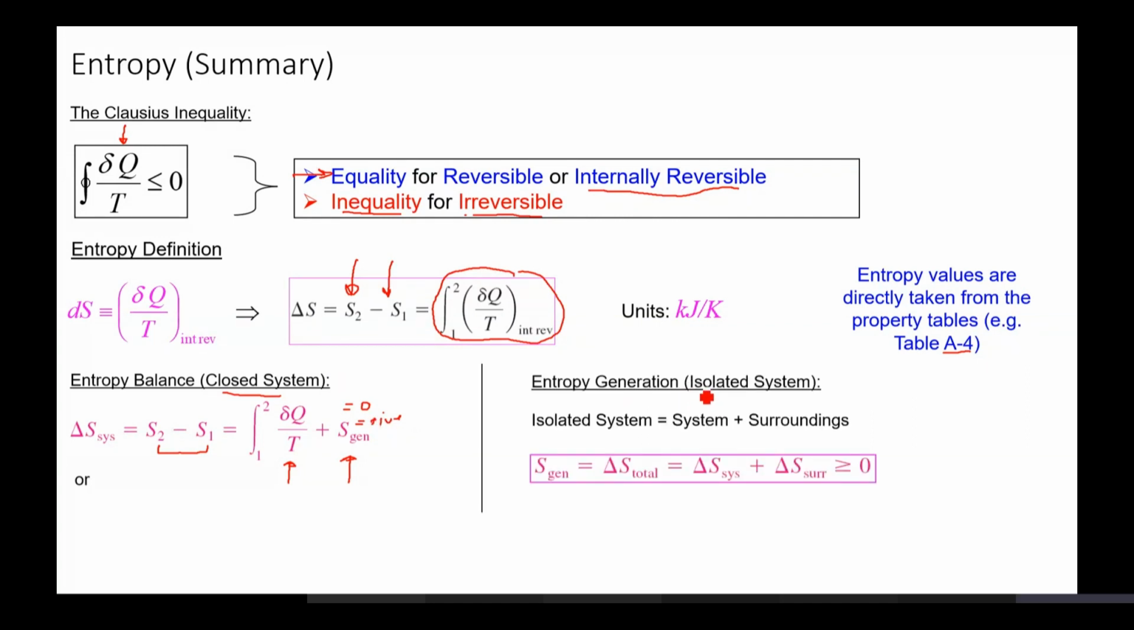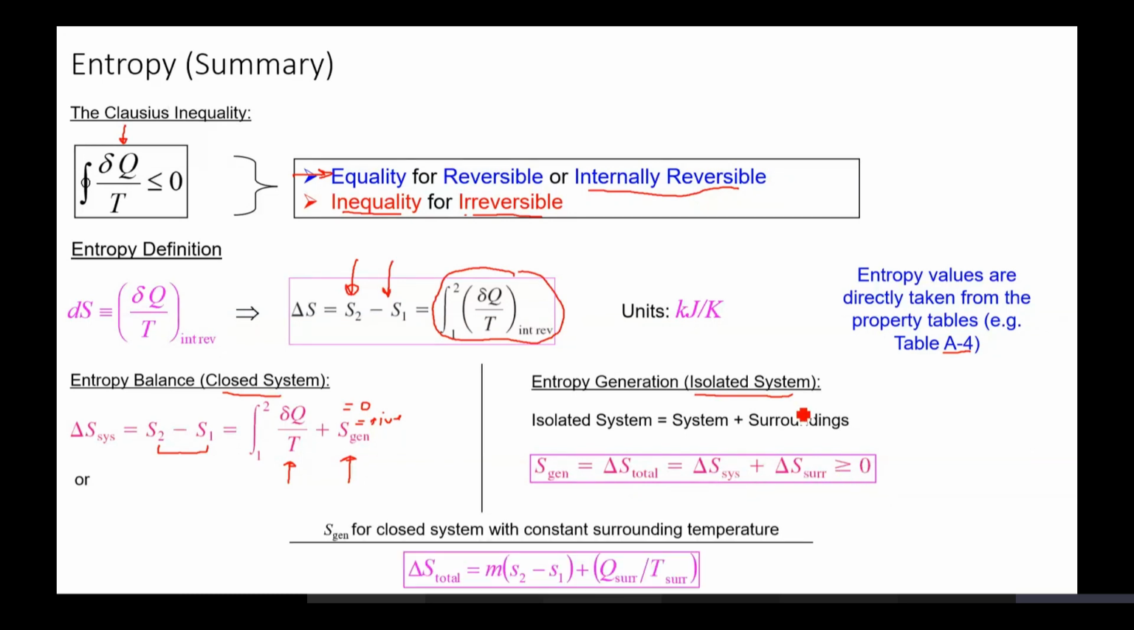Then you looked into the entropy generation concept for an isolated system, and you said that the entropy generation of an isolated system is equal to the change in entropy of the total system, which is made up of system and the surroundings, and is greater than or equal to zero. And for a closed system with constant surrounding temperature, you say the total change in entropy is basically the change in entropy of the system plus the change in entropy of the surroundings. This is what we have covered so far.